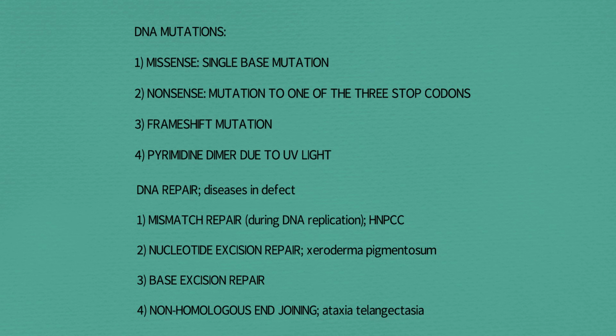And then the third repair system is base excision repair, where you just remove the base and insert the correct one in. And the fourth one is non-homologous end joining in order to correct double-stranded DNA, right? And defects in this lead to a disease called ataxia telangiectasia.